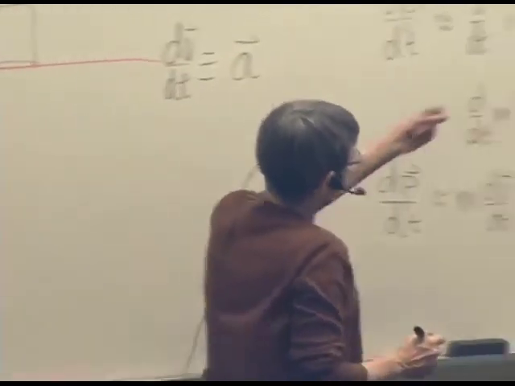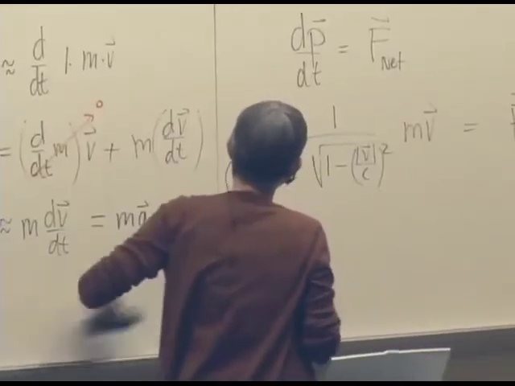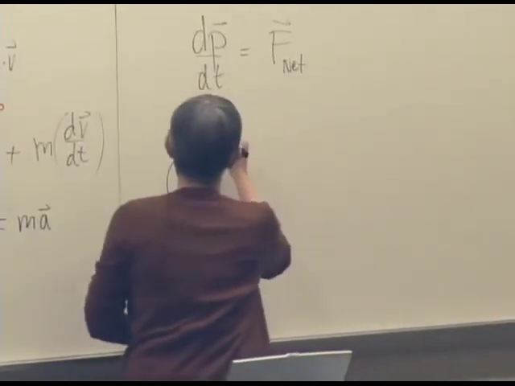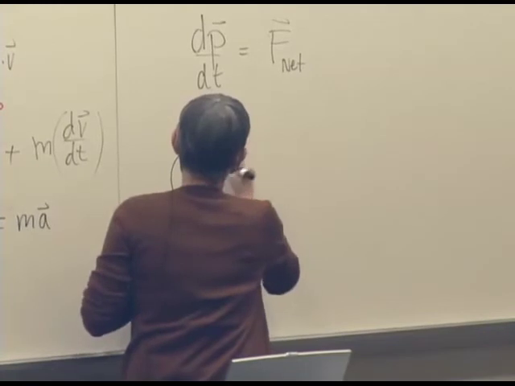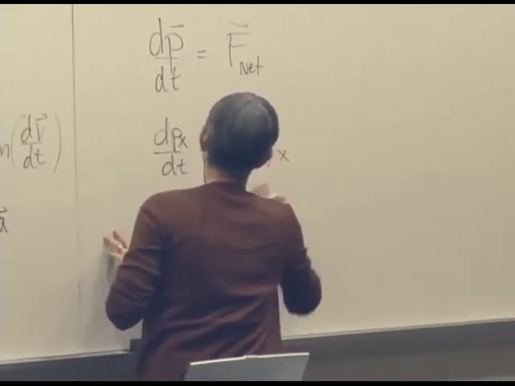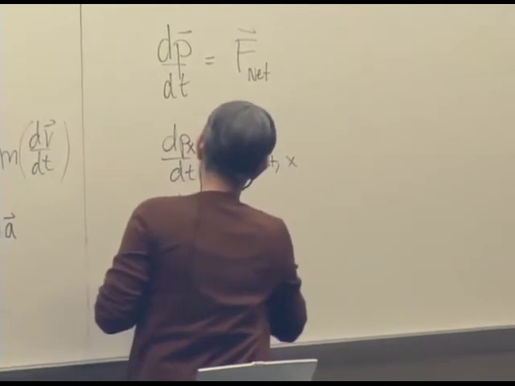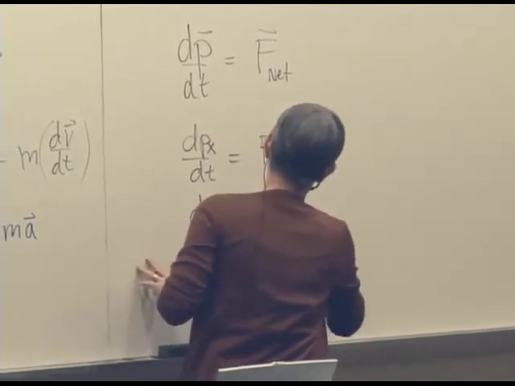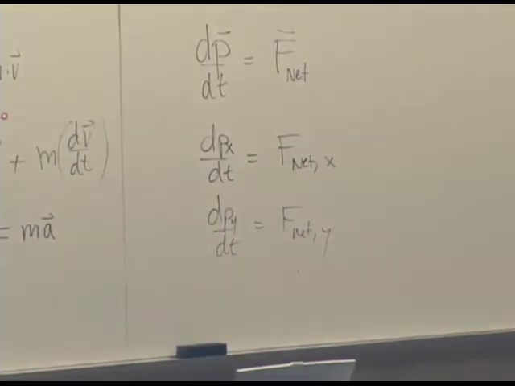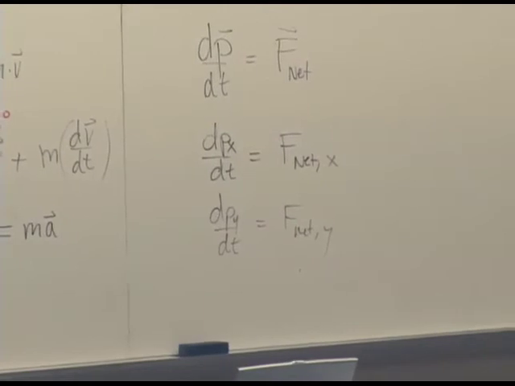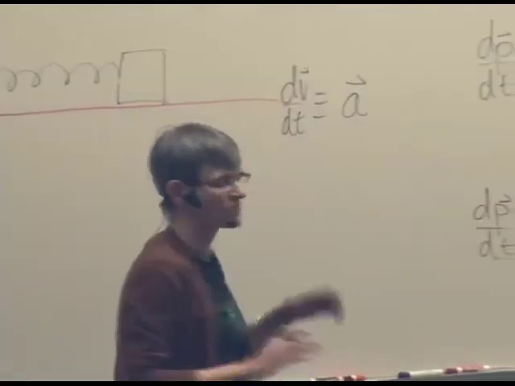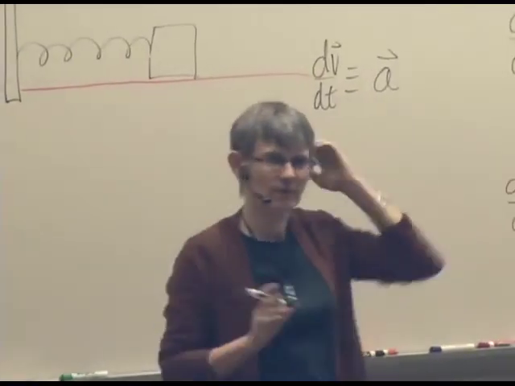And so this expression here, dp/dt equals F net, is, of course, 3 separate equations. It's dpx/dt equals F net x, dpy/dt equals F net y, etc. So what we want to do is apply this form of the momentum principle to our mass spring system and see where we can get with it.